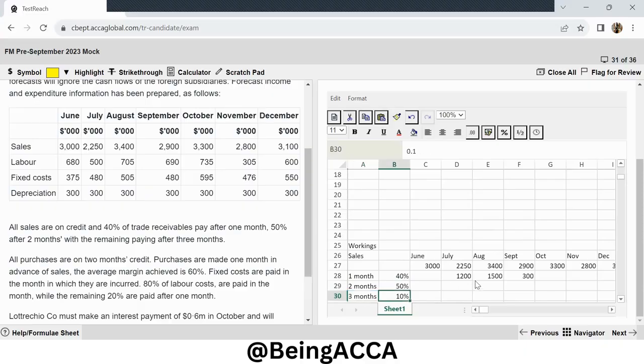So we can just cut our workings from here and paste them over here. And again, similarly, cutting this and pasting this over here. So this is for 3 months that we'll be getting. Now, let's do this for the remaining months as well.